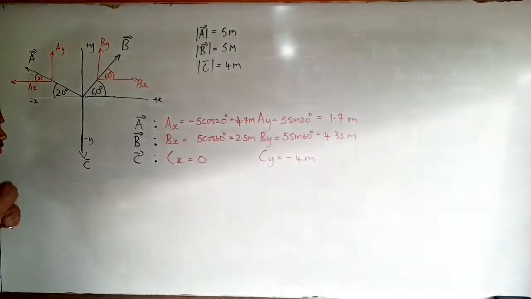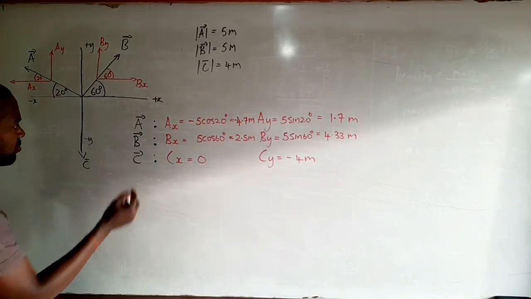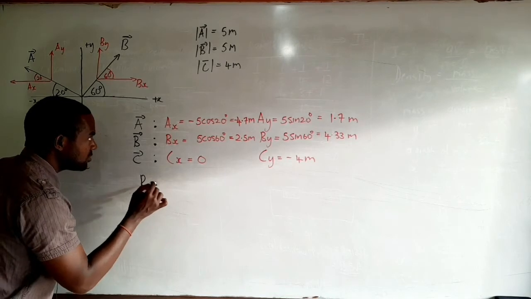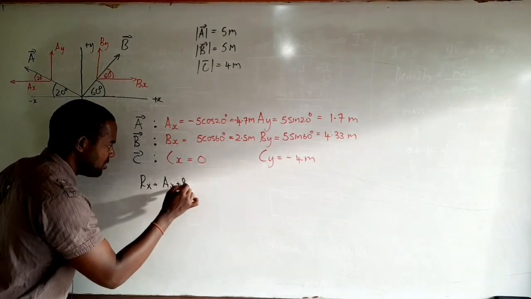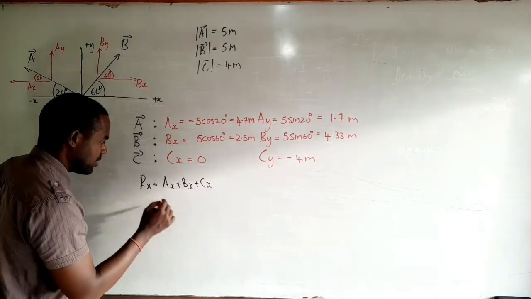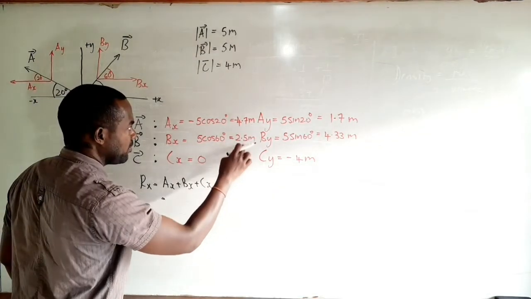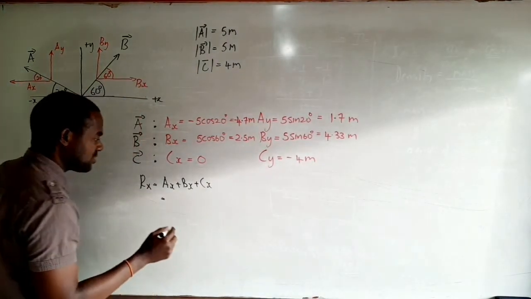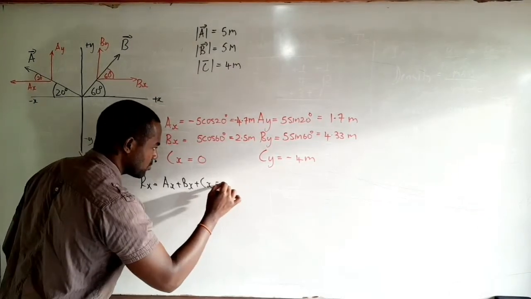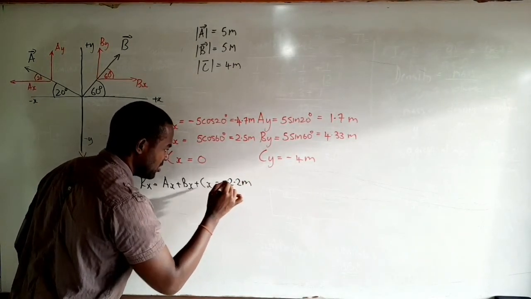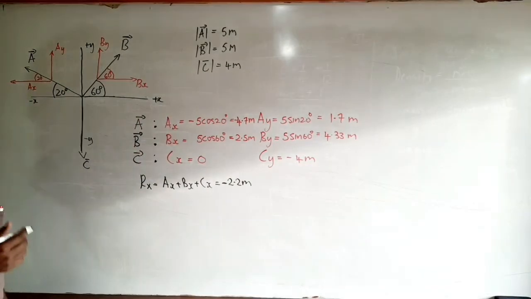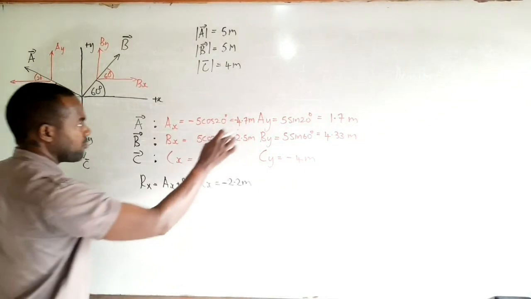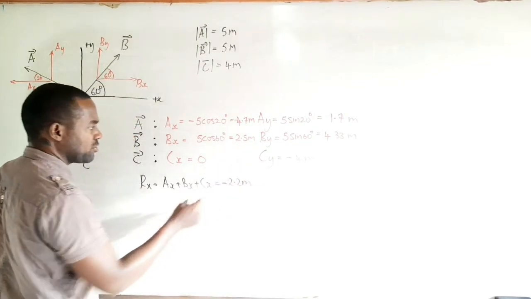So let's call the resultant x component Rx. For the x direction, we can say Rx is equal to Ax plus Bx plus Cx. And this gives us minus 4.7 plus 2.5, and that gives us minus 2.2 meters. So the sign, of course, is important because it tells us the direction or the particular axis along which the vector is acting, right?